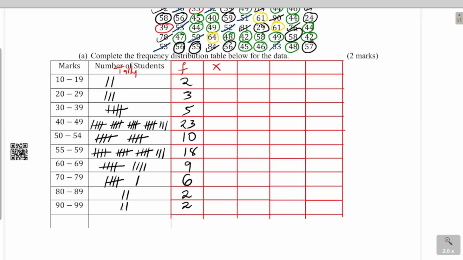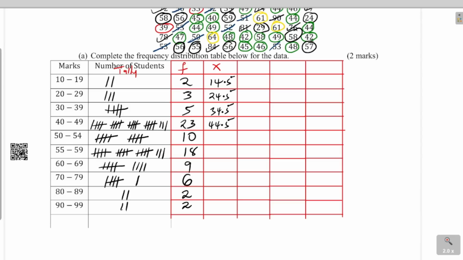Like for the first one, 10 to 19, you simply get the midpoint by taking 10 plus 19, then divide by 2, that will be 14.5. Then the other one, 20 plus 29 divided by 2, that will give 24.5. 30 plus 39 divided by 2, that will give 34.5. 40 plus 49 divided by 2, that will give 44.5.